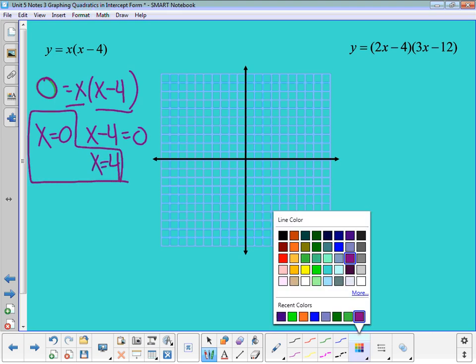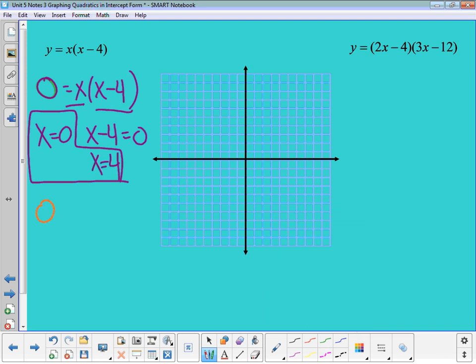So now I'm going to take the average of my two x-intercepts. So I'm going to do 0 plus 4 divided by 2. 4 over 2 is equal to 2. So that's the x-coordinate of my vertex.